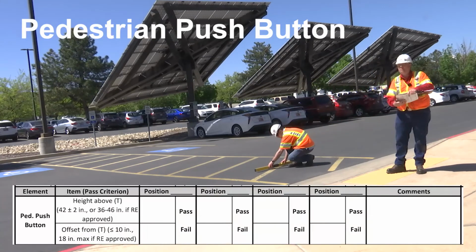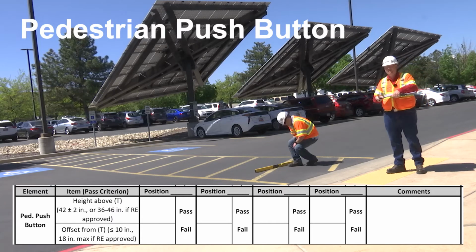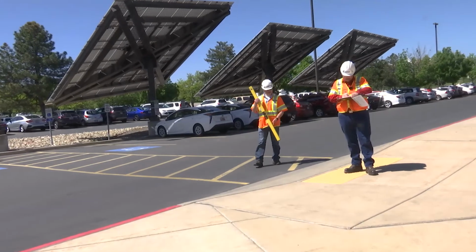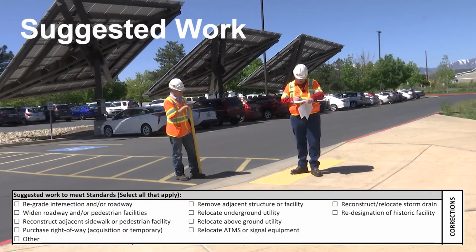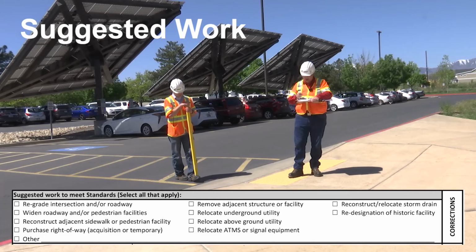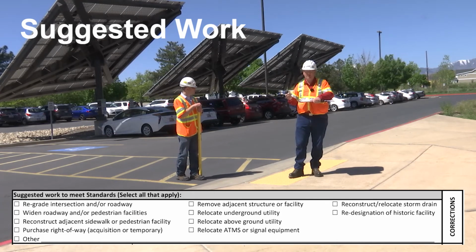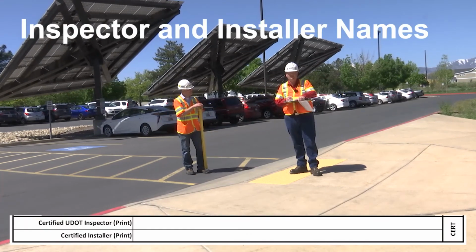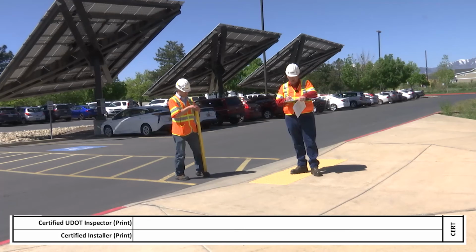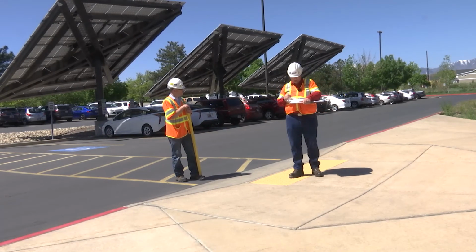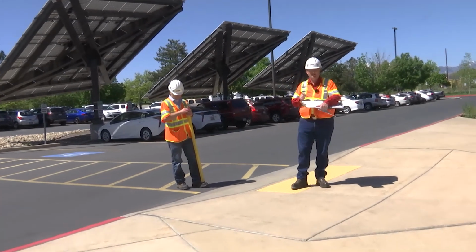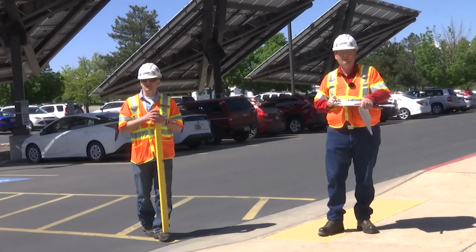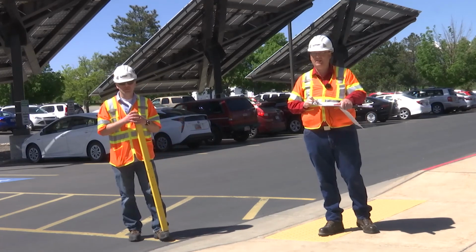And then lastly, we have our pedestrian push button. At this particular location, we do not have a push button, so we will put NA on our form there. And then lastly, there's suggested work to meet UDOT standard. You can go through and check the appropriate boxes of what can be done. Next is the certified UDOT inspector and the contractor. You will write your names. And then when you are done, remember to upload your file to ProjectWise, send the form to adaramps@utah.gov, and also copy the FHWA area engineer when you send in the form.